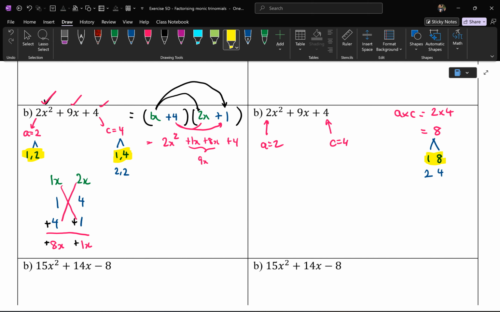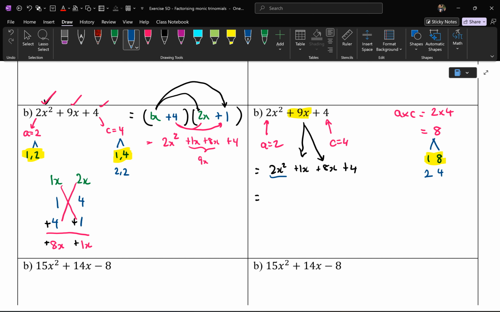So the grouping method says, okay, that 9x, we're going to split it up into 1 and 8. We're going to split it up into 2. So here we say 2x squared, and I'm going to split 9x into 2 bits, plus 1x plus 8x, plus 4. And it doesn't matter which order, it'll always work out. You could have swapped it around and said 2x squared plus 8x and plus 1x plus 4. It would have worked as well.